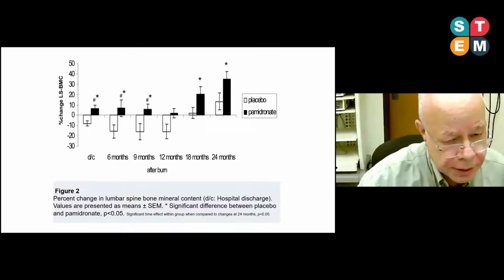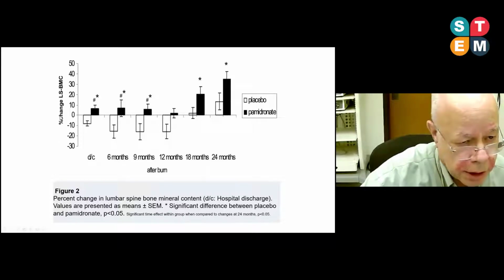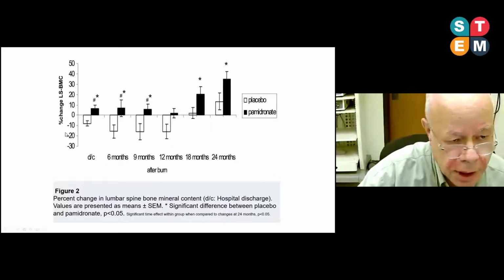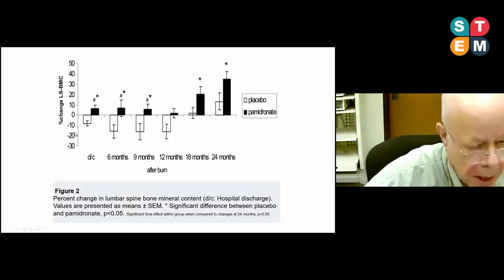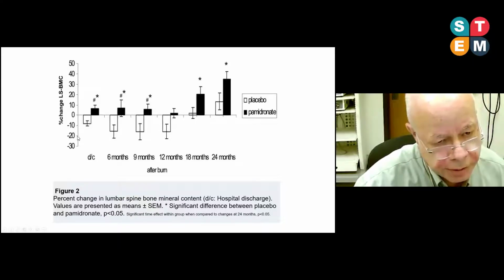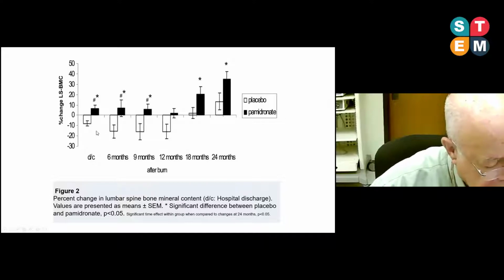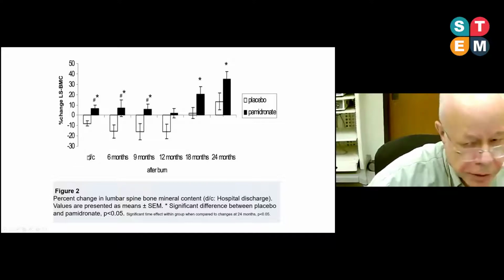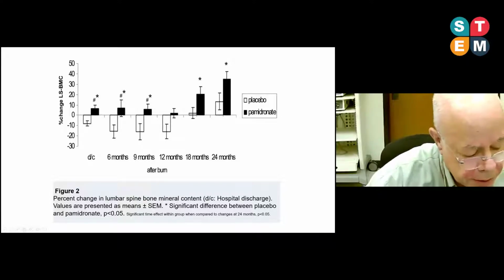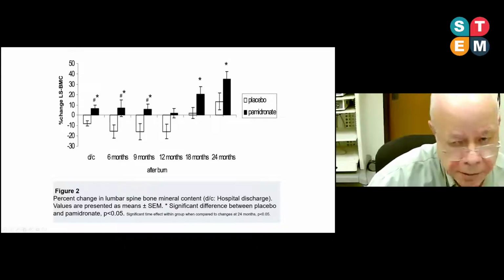So in contrast to total body bone mineral content, when you look at the trabecular bone, which is metabolically active bone, concentrated mainly in the lumbar spine, and this is done with dual energy X-ray absorptiometry, then we see that after 24 months, those receiving the placebo could still not catch up to those who received the bisphosphonate.